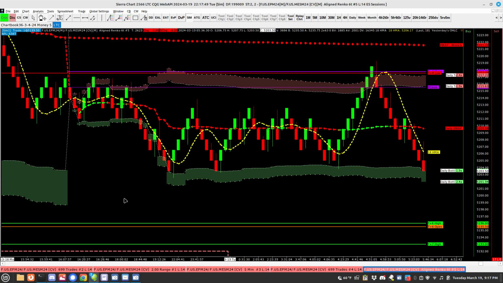I've been playing around with Hull moving averages. We used to use Hull moving averages a lot in trading back in late 2015, 2016, into 2017. And then we started getting into a lot choppier markets, so the Hull moving averages didn't work as well on the settings that we used to use.